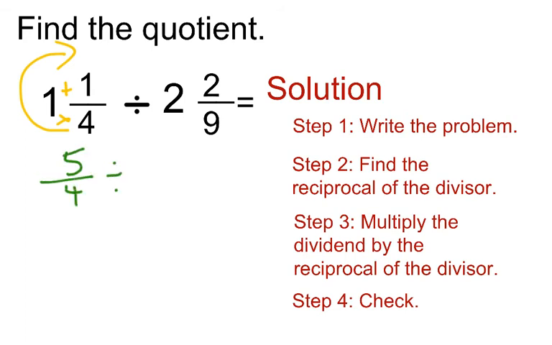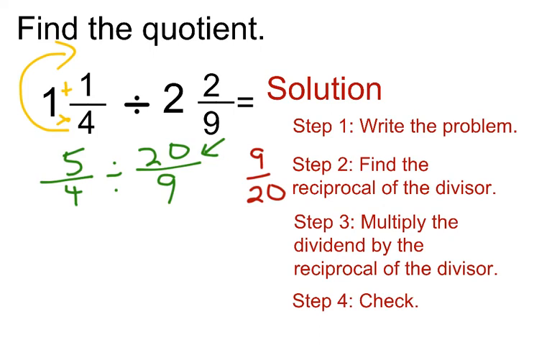So we have 5/4 divided by 20/9, because 9 times 2 is 18, plus 2 is 20. So then I have to find the reciprocal of the divisor. Divisor is always the second one. The reciprocal of 20/9 is 9/20. Make sure you are turning these into improper fractions before you find the reciprocal.